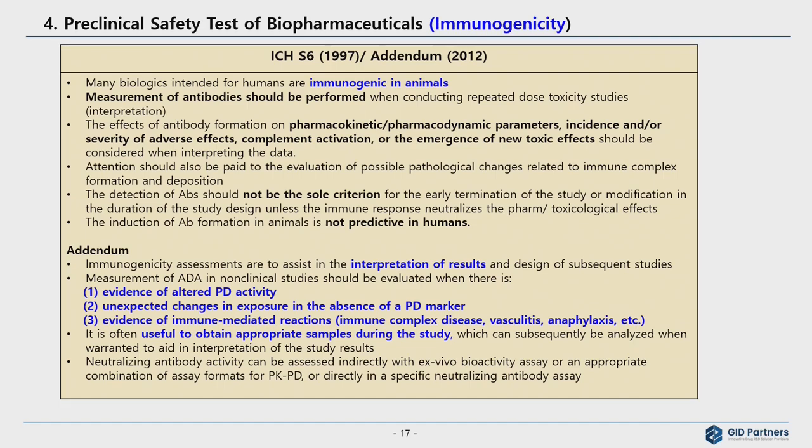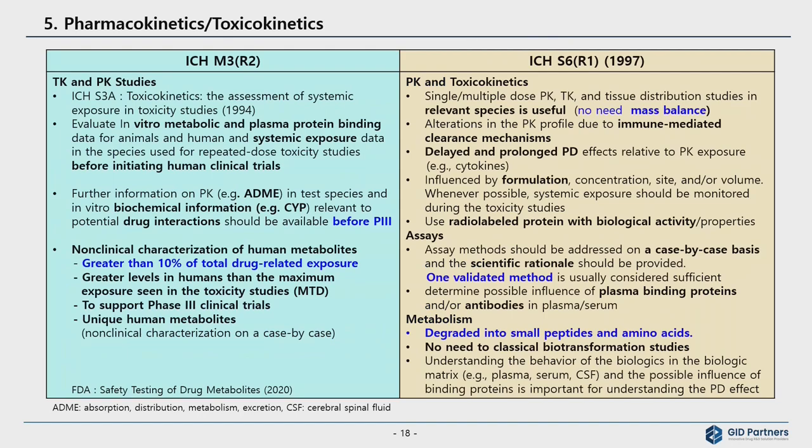The measuring antibody, the pharmacological effects can be neutralized, or the exposure can change, or immune complex can be generated: vasculitis, glomerulonephritis, anaphylaxis. So these kinds of immune-mediated reactions, when we have that, we have to interpret the antibody formation.